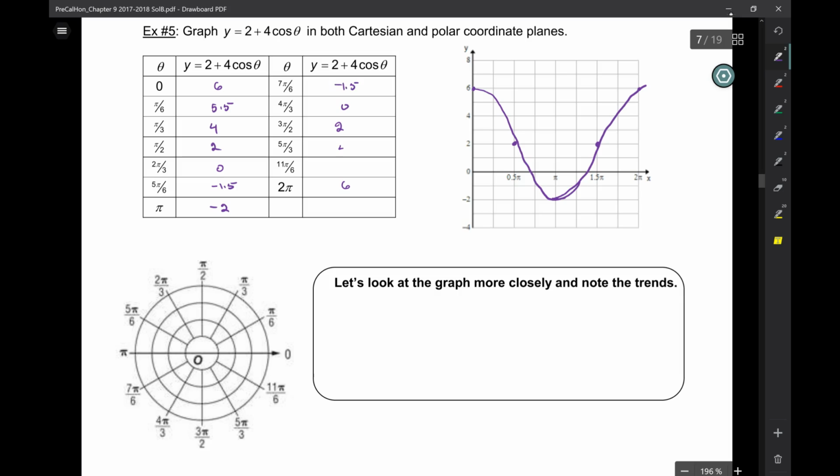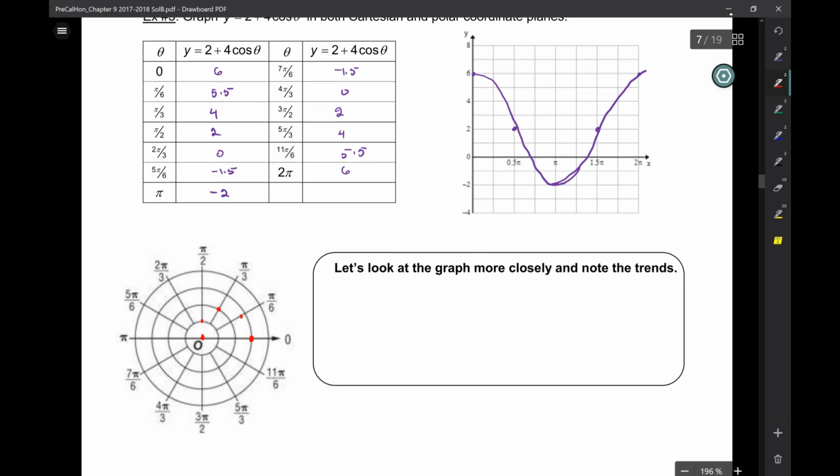Okay, so let's see what it's going to look like. It's 6 at 0. And then 5.5. And then it's 4. Afterwards, at pi over 2, it's 2. And at 2 pi over 3, it's 0. Okay? At 5 pi over 6, it's not positive, but negative 1.5. So it's going to curl inwards. Negative 1.5 here. And then at pi, it's negative 2.